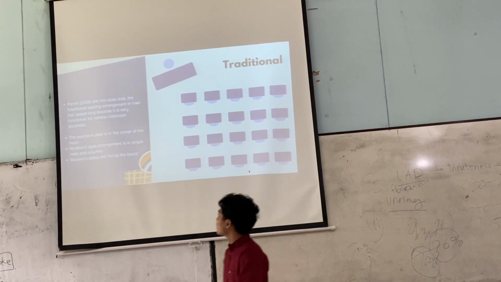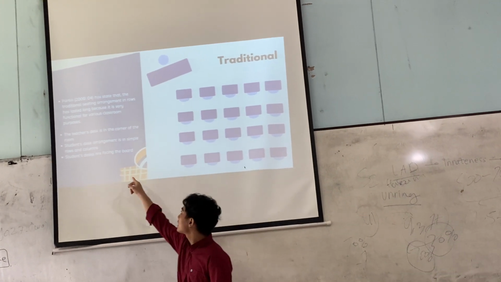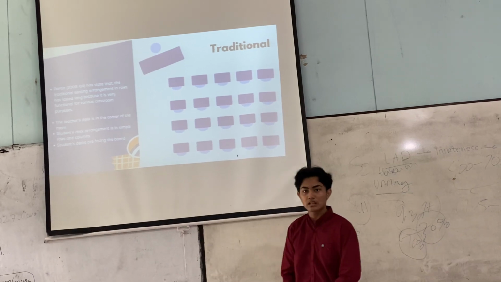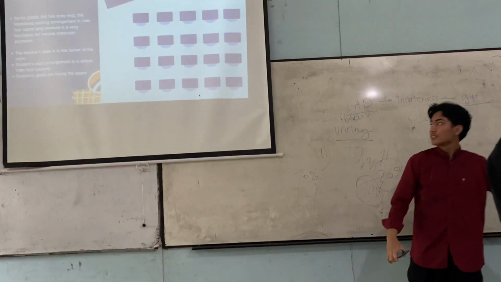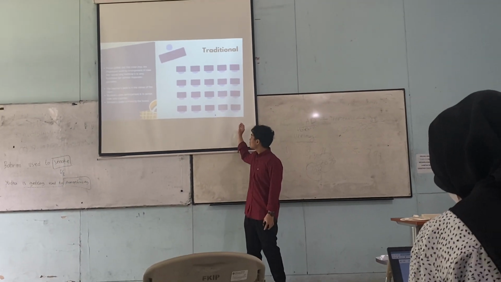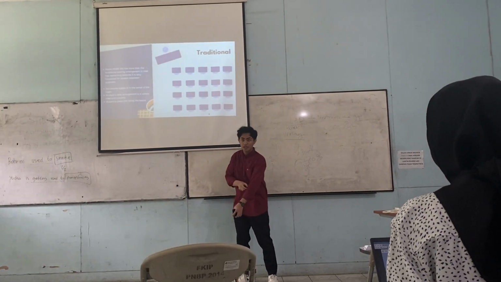So in this, the explainer said the students' desk arrangement is simple rows and columns, and the teacher's desk is also at the front of the class in the corner. So that's why you have to make your students engage more in your learning outcomes.